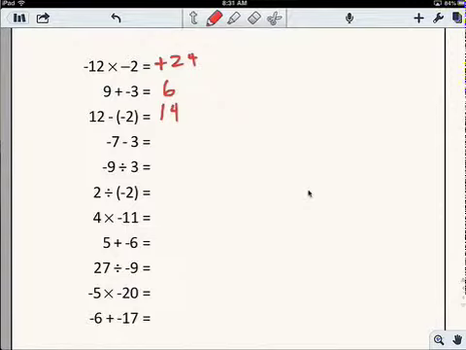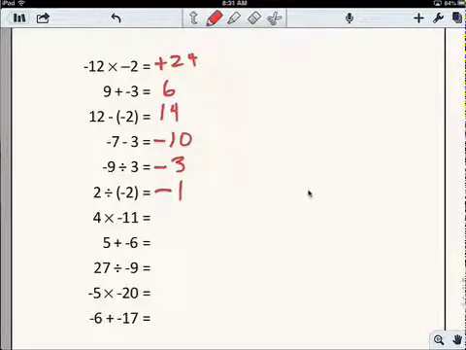-7 minus 3. So we're taking away from a negative, so that means it should get more negative. -7 minus 3 is -10. -9 divided by 3. It's a negative divided by a positive, so it's going to be a negative answer. 9 divided by 3 is 3. 2 divided by -2. It's a positive divided by a negative. Those are opposites, so we're going to get a negative answer. 2 divided by 2 is 1.